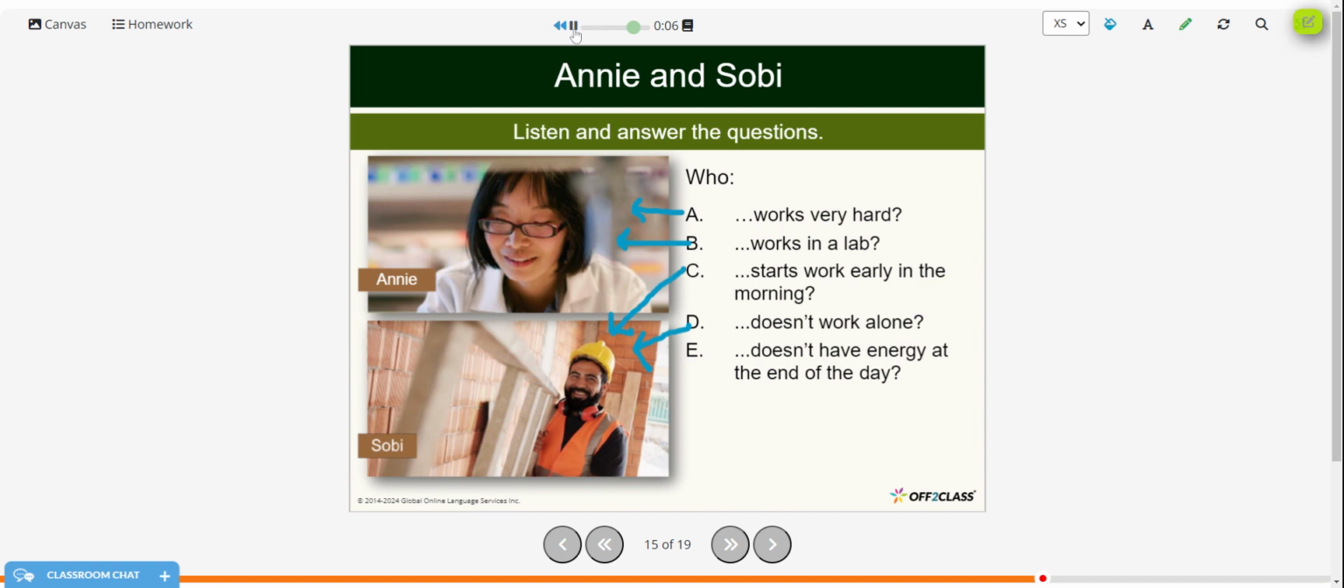and finish around 3 p.m. I'm usually very tired at the end of the day. So Sophie doesn't have energy at the end of the day.